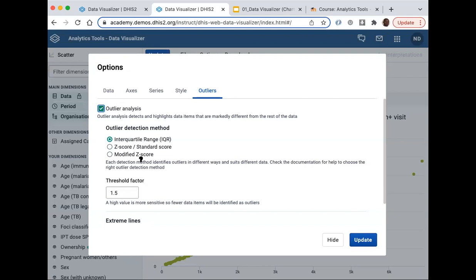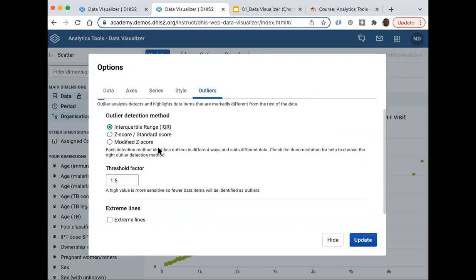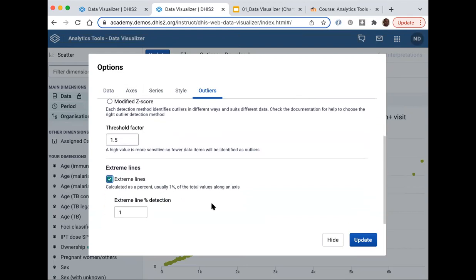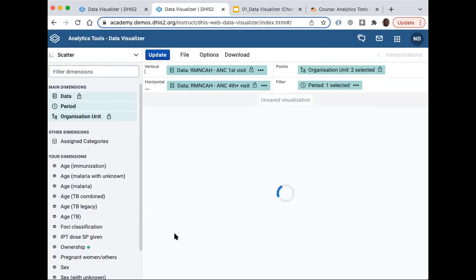So for example, for this one, let's use interquartile range, and then the threshold factor set at 1.5. And then we also want to show the extreme lines in this. And lastly, you want the 1% extreme detection. You can also increase the percentage here. Then you update. Again, this is the information that we'll give you when they are setting the outlier analysis for each of these charts. Then you update.